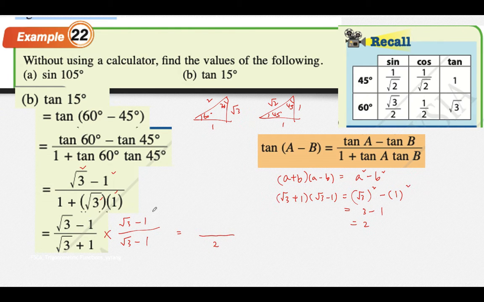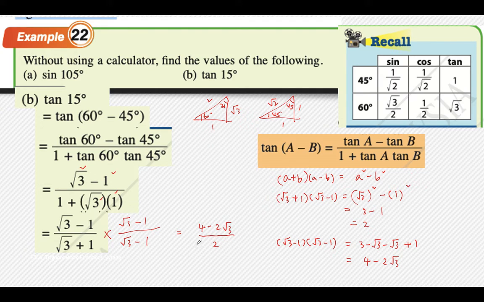Up, I will just multiply the same. Square root 3 minus 1 multiply square root 3 minus 1. Expand, normal expansion. We do front with front. Square root 3 multiply square root 3, you get 3. Front back, minus square root 3. Back front, minus square root 3. Back back, negative negative positive 1. So here will be 3 plus 1 is 4 minus 2 square root 3. So you get here 4 minus 2 square root 3.